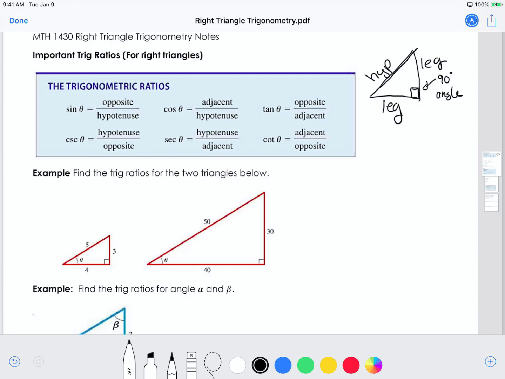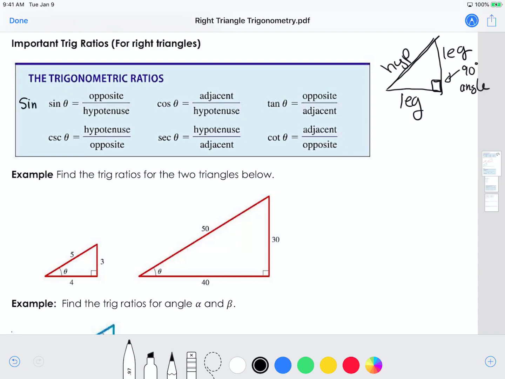In the blue box, we define the trigonometric ratios. The first ratio is an abbreviation for the sine ratio, and you spell sine S-I-N-E, but we abbreviate it S-I-N. And we would find that ratio by taking the opposite side of the angle and dividing it by the hypotenuse. The next ratio is cosine. That's spelled C-O-S-I-N-E, but we abbreviate it C-O-S.